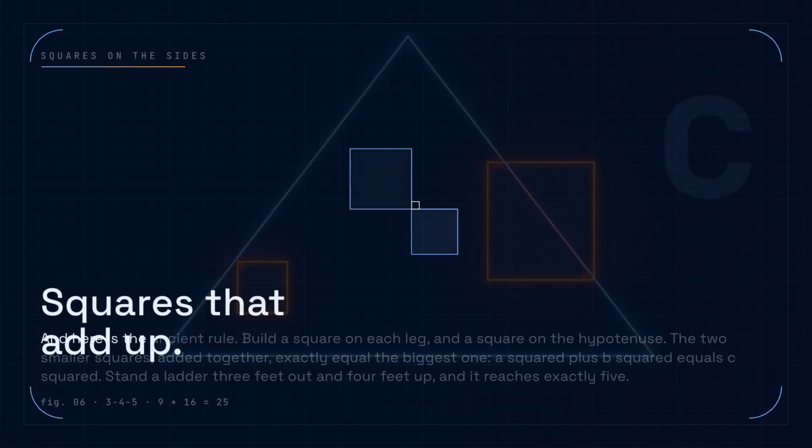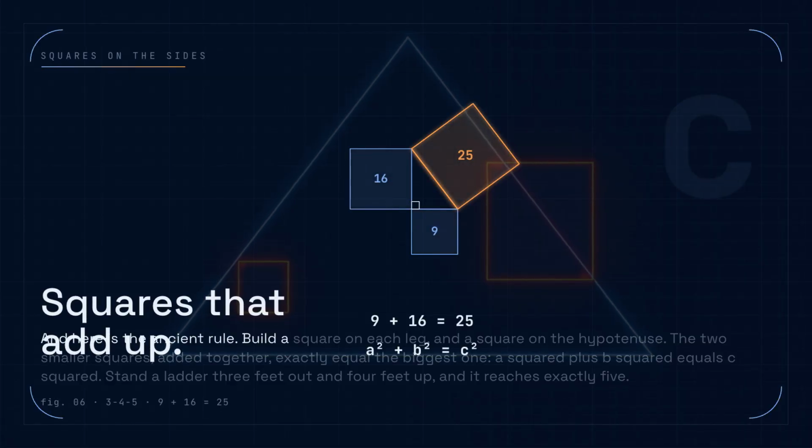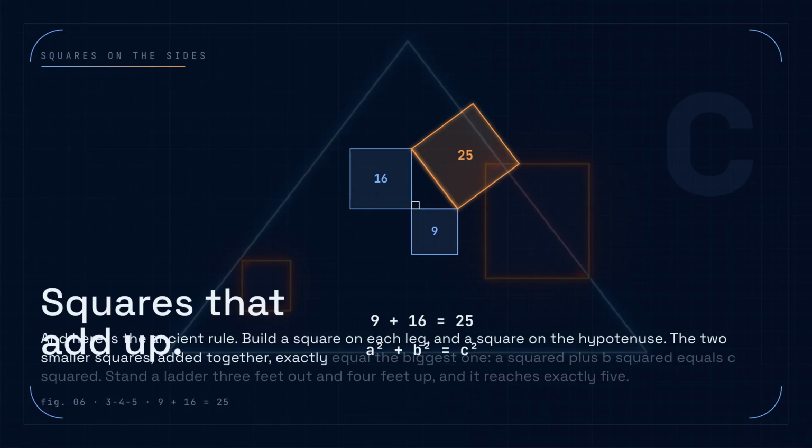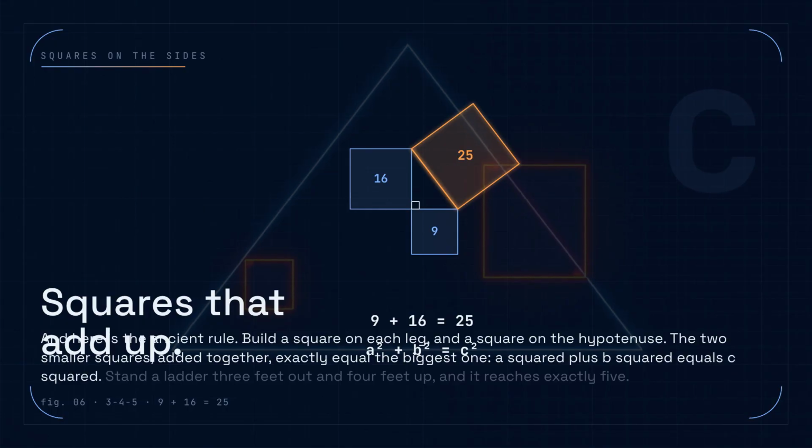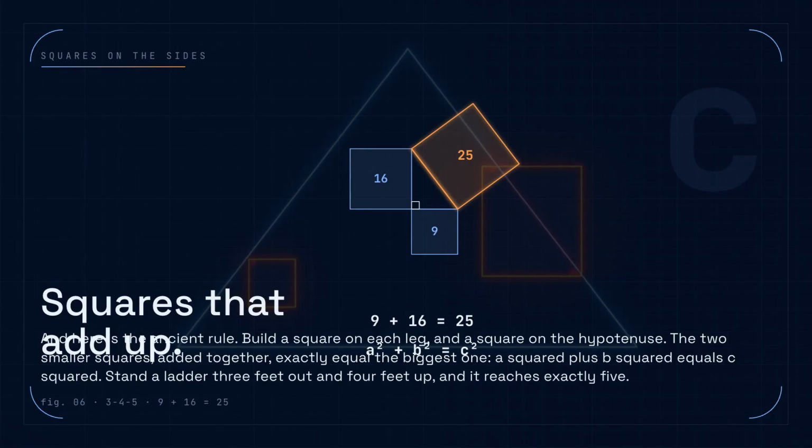And here is the ancient rule. Build a square on each leg and a square on the hypotenuse. The two smaller squares added together exactly equal the biggest one. A squared plus b squared equals c squared. Stand a ladder 3 feet out and 4 feet up, and it reaches exactly 5.